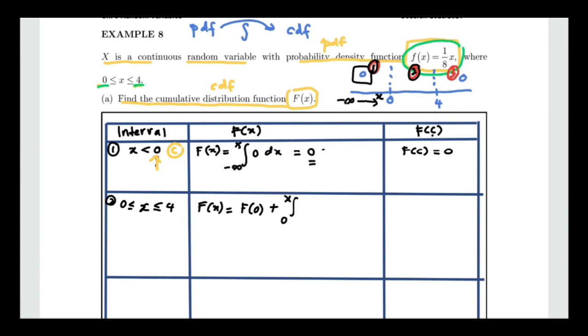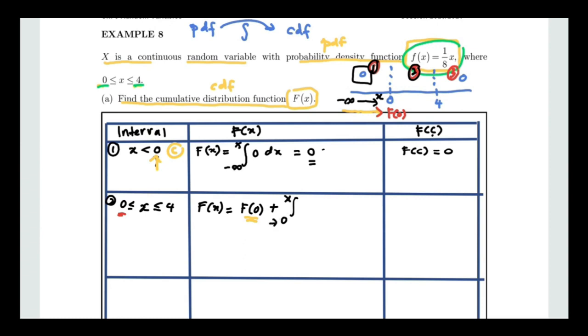Why should it be f of 0? This is the cumulated. We have accumulated from the starting, from negative infinity until f of 0. So before we enter this interval, we already accumulated from the first interval. The first interval we accumulate for the f of 0. So for this one, f of 0 plus the integration of 0.